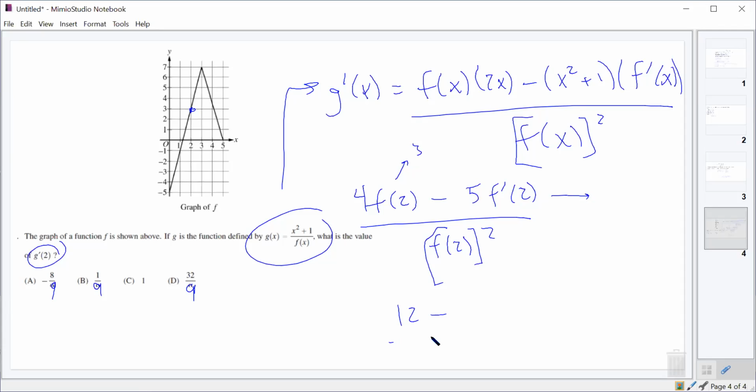f prime of 2 ought to be the slope of f at 2, which looks like it's up 4 over 1, so a slope of 4. So 5 times 4 gives us 20. We end up with negative 8 over 9. Does that make sense? Yeah, thank you. No problem.